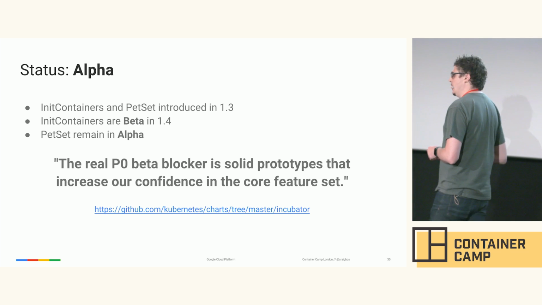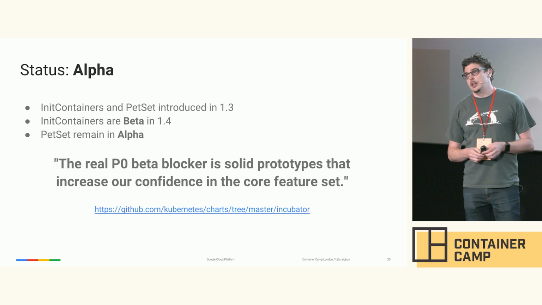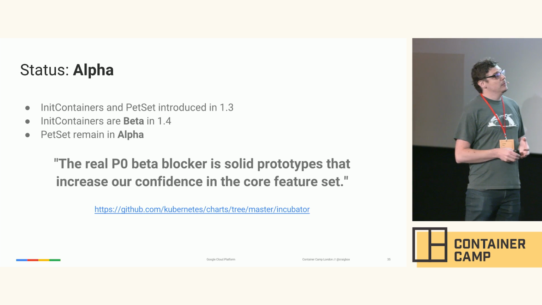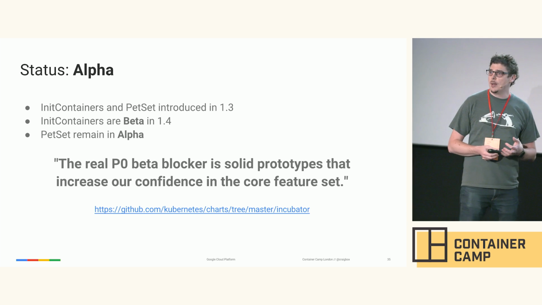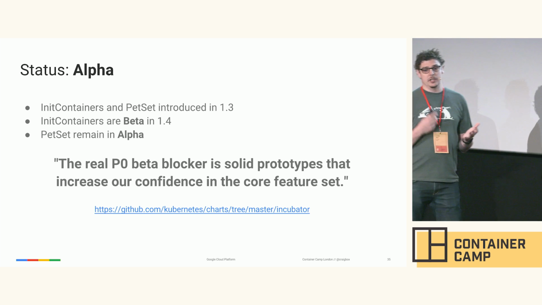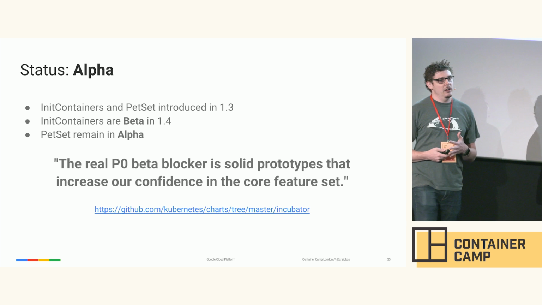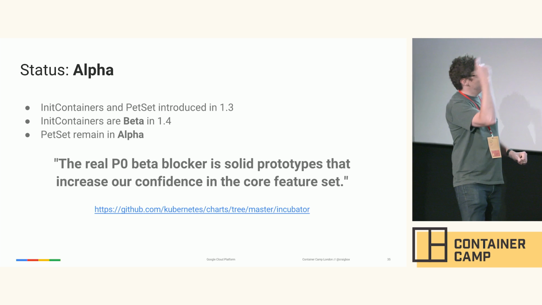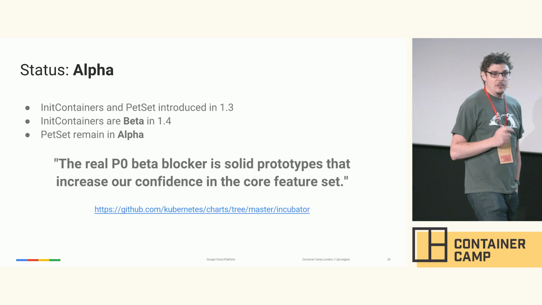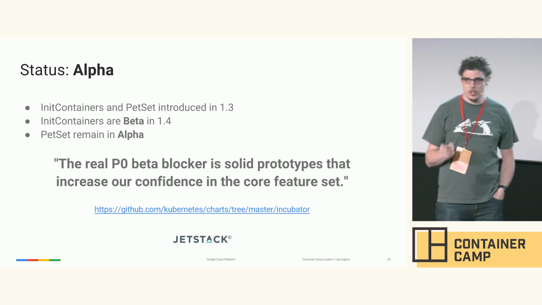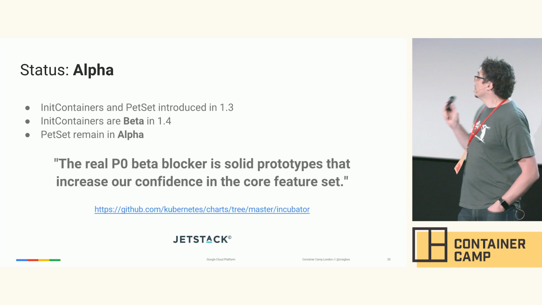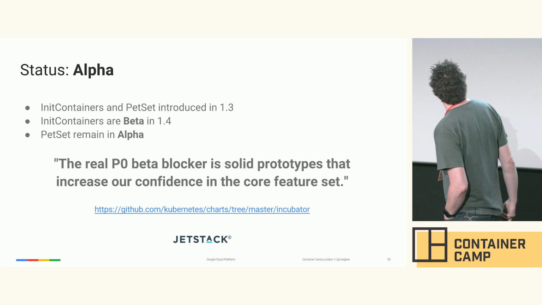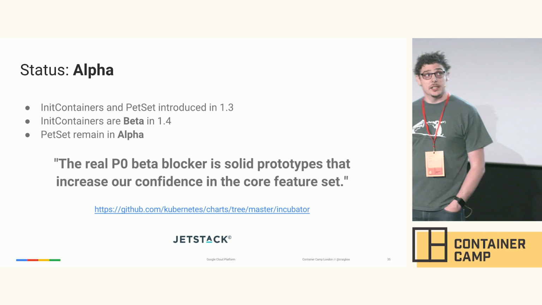So PetSet is an alpha at the moment. It will remain an alpha in 1.4. The thing we're really blocked on at the moment is we want to see more people make more prototypes. We've seen some work on Cassandra. We have MySQL Galera. There are a few things in there. And you can click that link with your mind and check them out. But we really want to see a few more things there. And I want to call out to Jetstack, who, first of all, are working on some ELK examples for this, contributing it back upstream, and also helped out by letting me steal some of their slides.